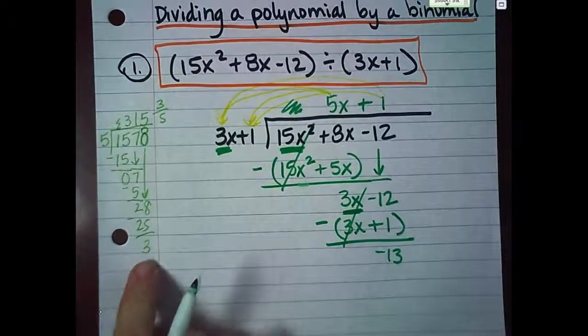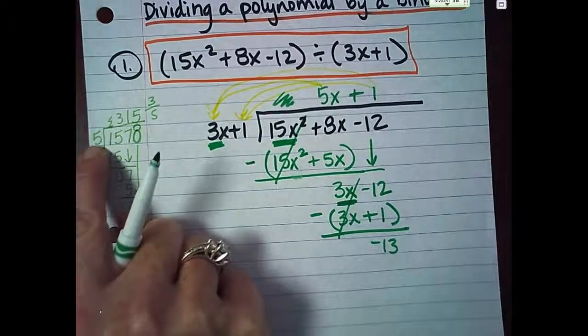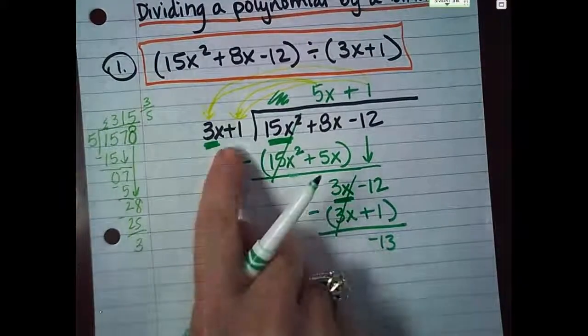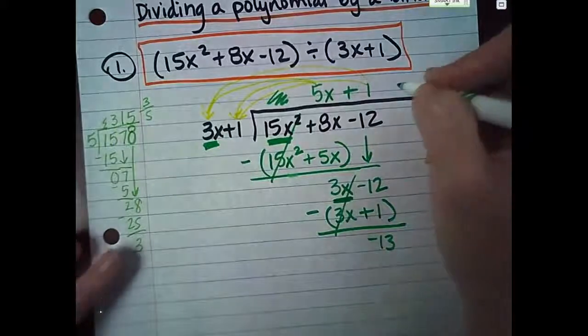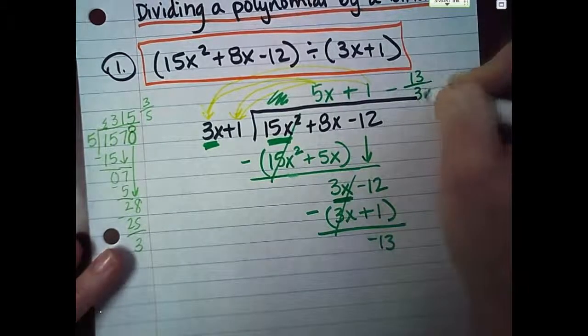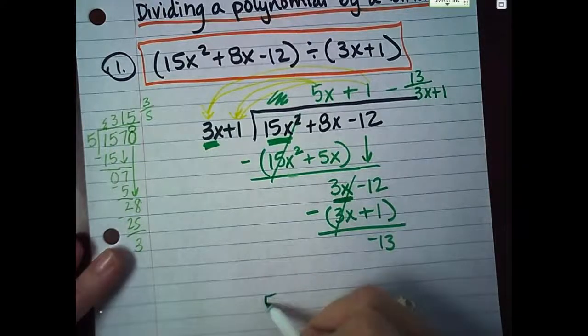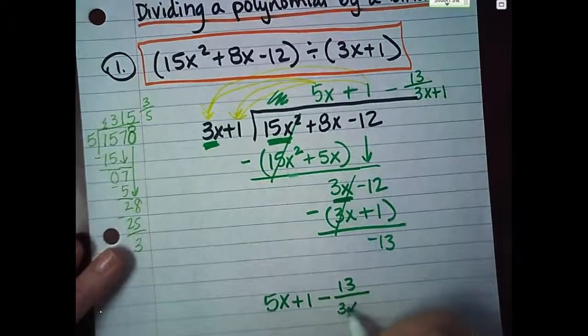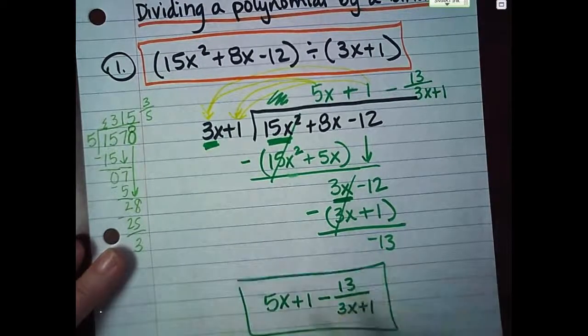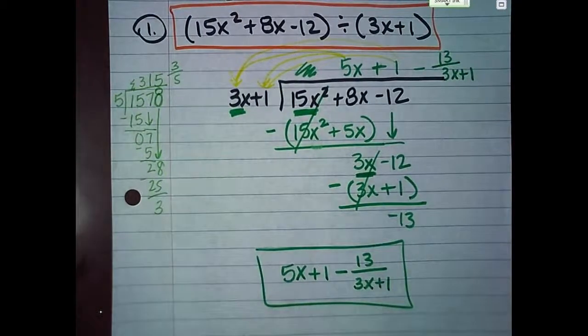Go back and look at our simple baby problem over here. When we had a 3 left over, what did we do with it? We put it over what? 5. So in here, we're going to take this 13 and put it over the whole thing. Good. So minus 13 over 3x plus 1. So when you write your answer, it'll be 5x plus 1 minus 13 over 3x plus 1. Exact same division algorithm with just some really strange looking numbers. Okay, let's go to number 2.